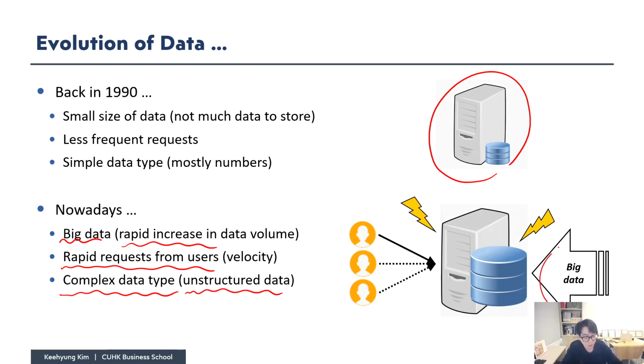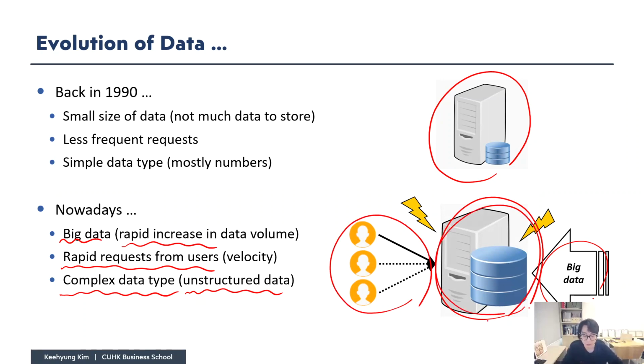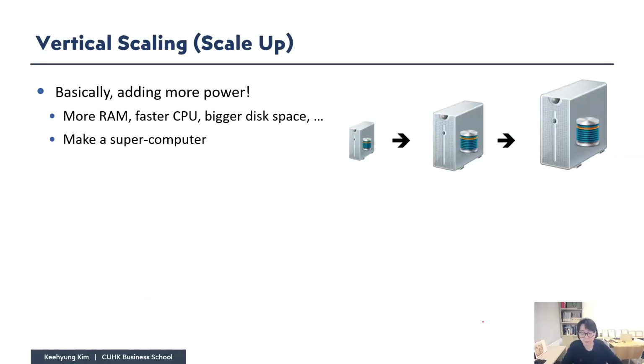So because of big data, we cannot store everything in one server. It's quite a lot of information. Also, there are a lot of requests from the users, so one server handling all the requests is quite difficult. So we are having a lot of problems right now. We have to do scaling at a certain point as the data size is getting bigger and as we are getting more requests to handle.